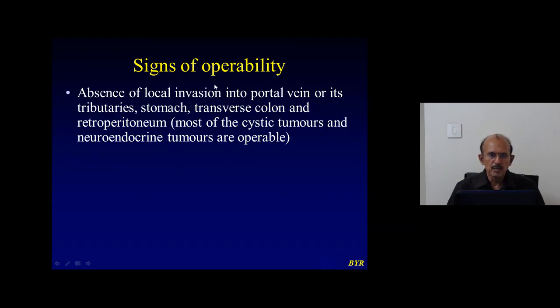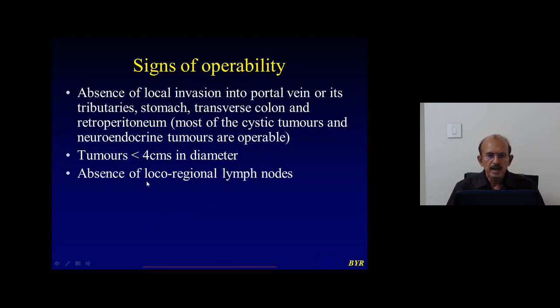So what are the signs of operability? Absence of local invasion into portal vein or its tributaries, local invasion into stomach, transverse colon and retroperitoneum. Most of the cystic tumors and neuroendocrine tumors are operable. Tumors less than 4 centimeters in diameter. Absence of loco-regional lymph nodes. So if these criteria are present, then we will consider this case as an operable case and we'll go ahead and do the surgery.